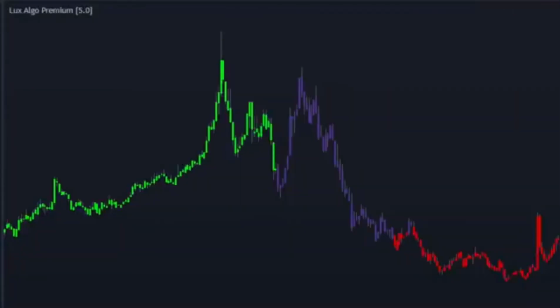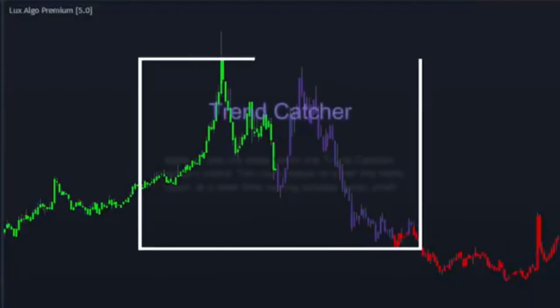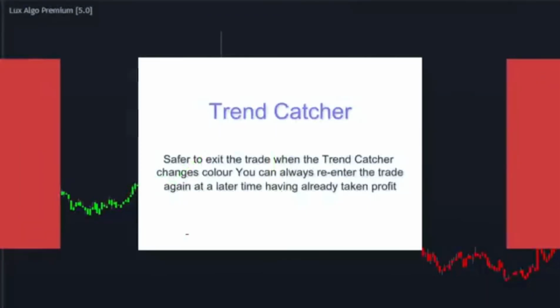The trend catcher is excellent at catching the tops and bottoms of price. It can be safer to exit the trend when the trend catcher changes colour, knowing that you can always re-enter the trade again at a later time having already taken profit.